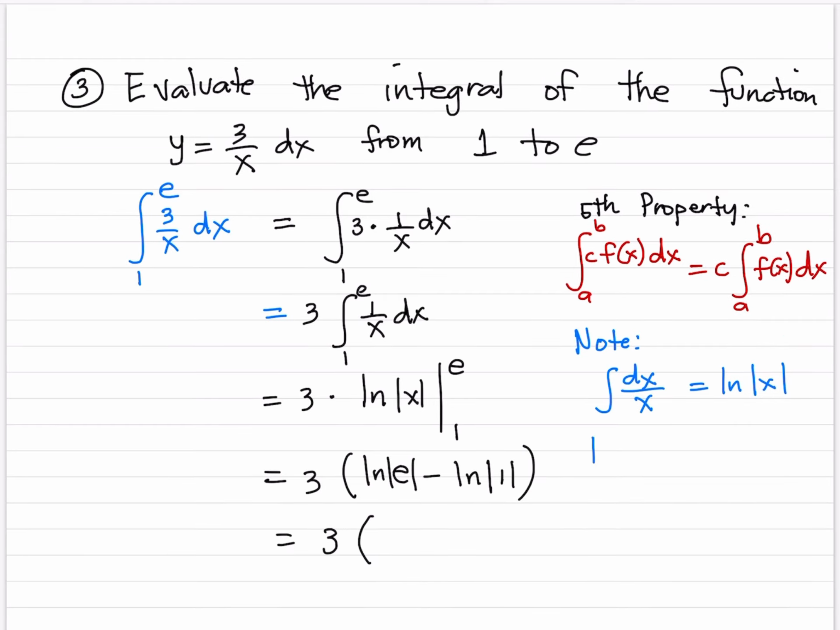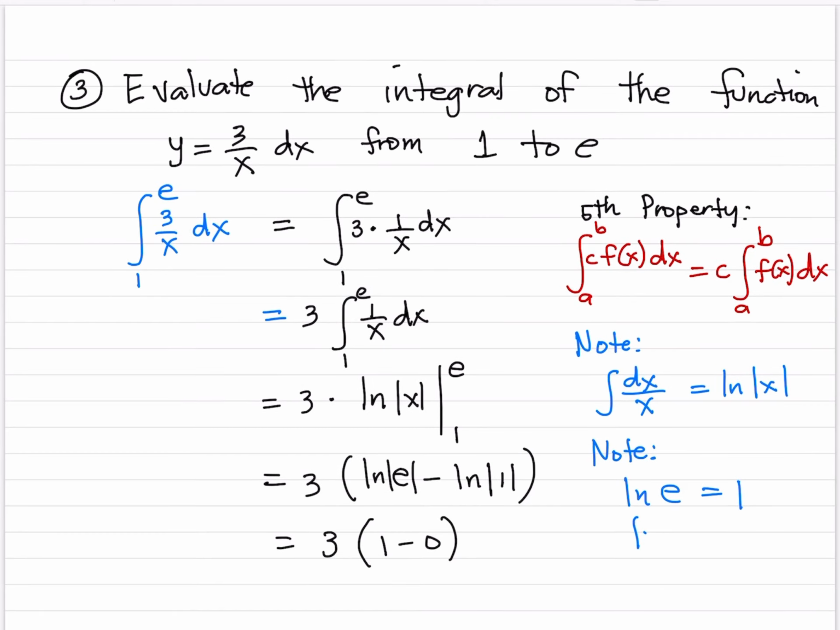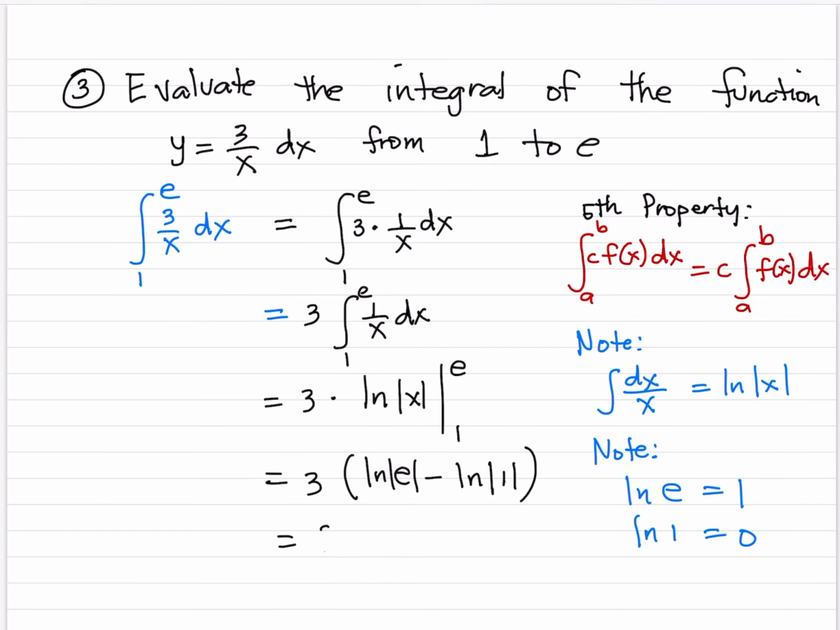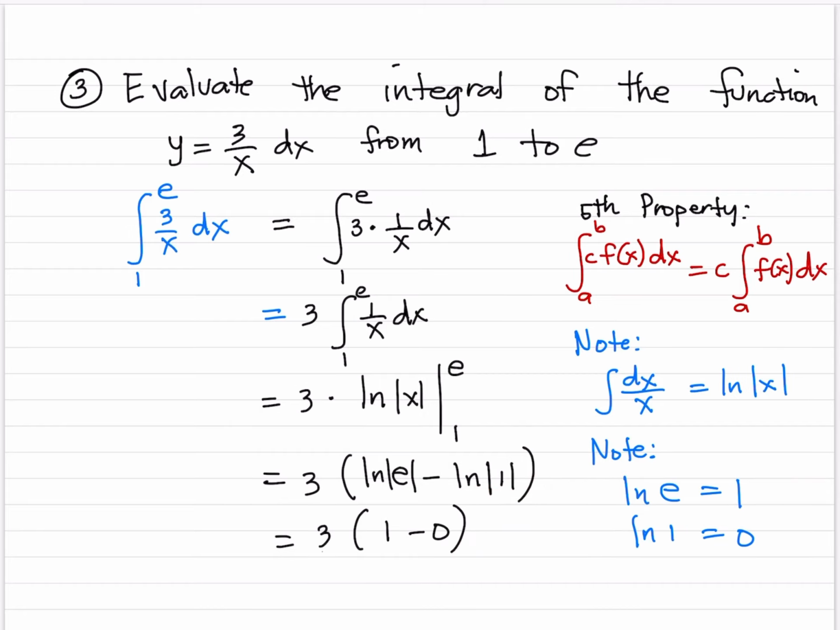Note also, one of the properties of the natural logarithms is that the natural logarithm of e is equal to 1. And also, the natural logarithm of 1 is equal to 0. So please do not forget all of these properties of logarithms. So we now continue. 3 times the natural logarithm of e, which is 1, minus the natural logarithm of 1, which is 0. Okay? So the final answer would be 3.